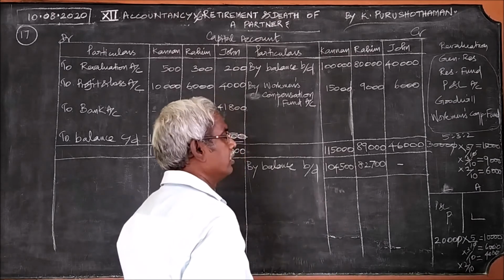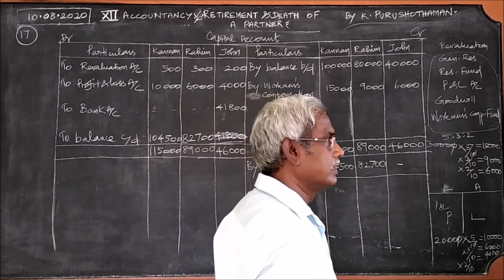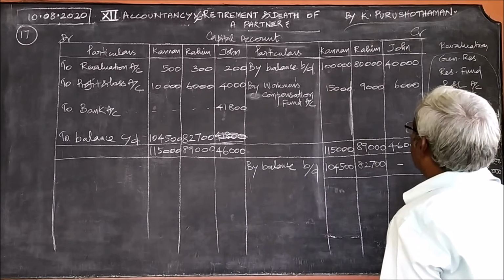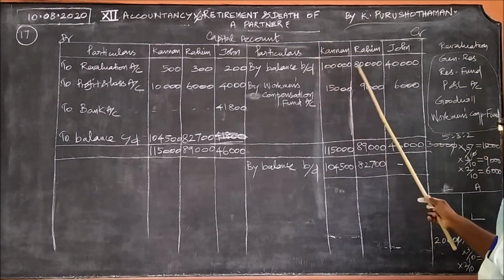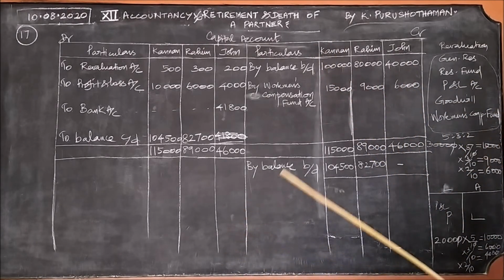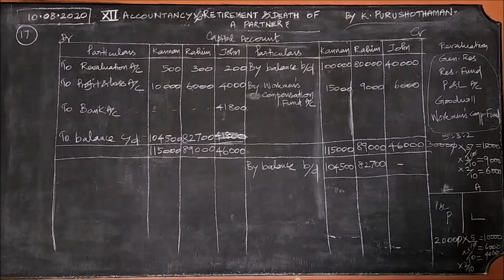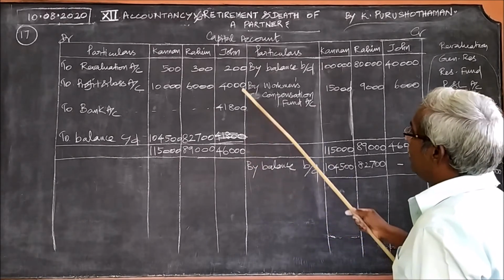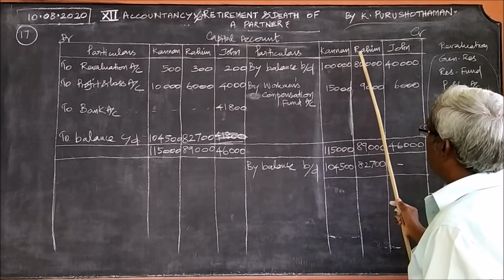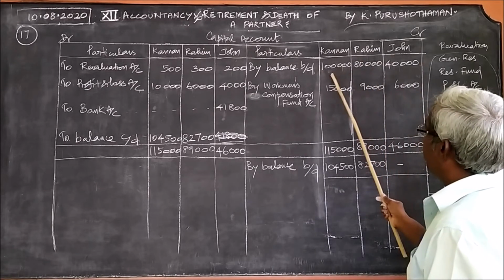It has been written in the book. Capital given by the partners. Okay, that we can write by balance brought down. And then the next one, we should see the revaluation account. The revaluation account we have prepared and we found it is a loss. So it is a loss, we have written it on the debit side. If it is revaluation profit, we would have written it here.